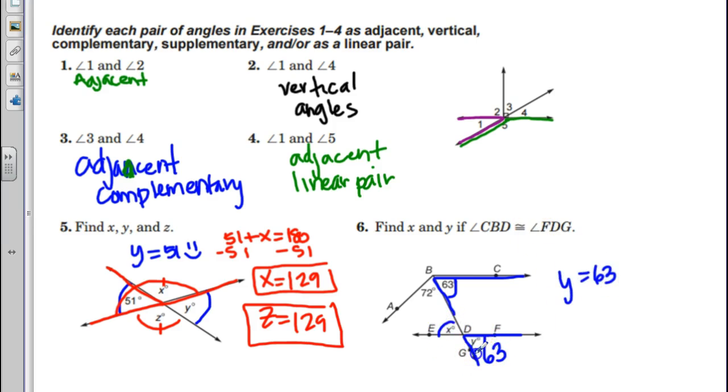How is X related to Y? All right, well, let me draw these lines that go through here. So there's a line that helps form it, and there's a line. So I have intersecting lines. These two angles do not have any sides in common, so they're vertical angles, and we know vertical angles are equal in measure, which means if Y is 63, then X is 63.